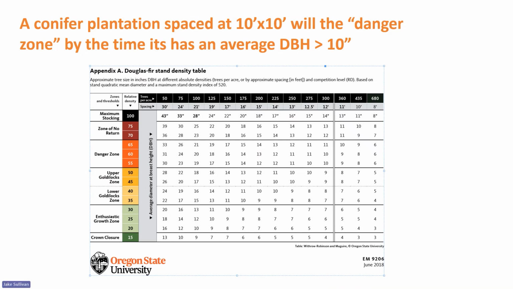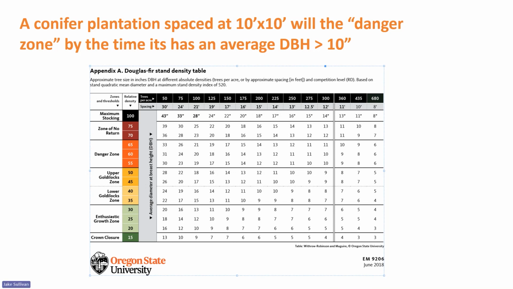Note too, they kind of use some scare tactics here: danger and zone of no return. Sites in these scenarios, from an industrial perspective, are too late to thin based on recapturing the volume and increased growth. But if you're considering the ecological function and drought resilience of the site, I think a thinning is still a good treatment, no matter what the density is.